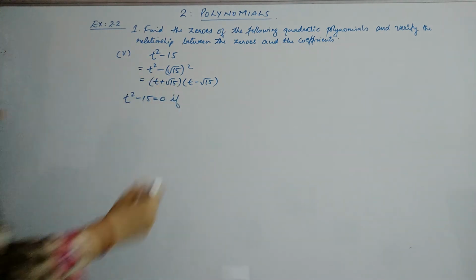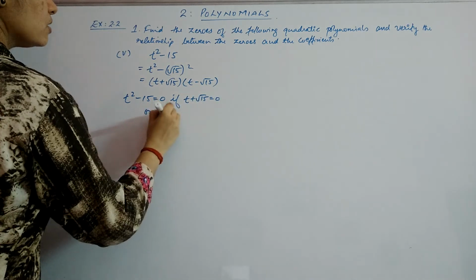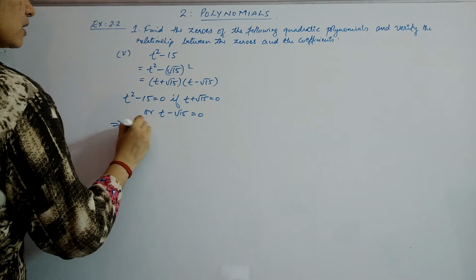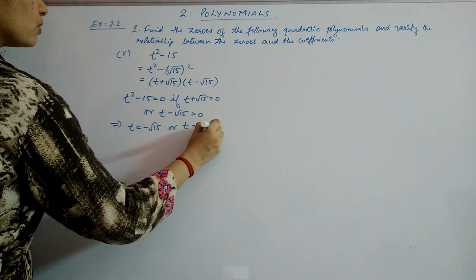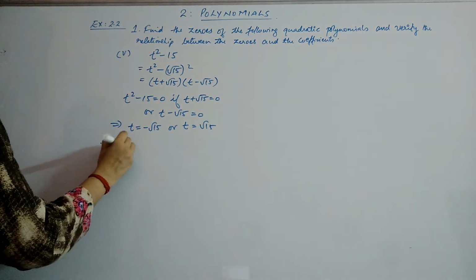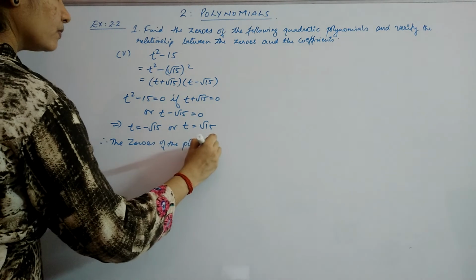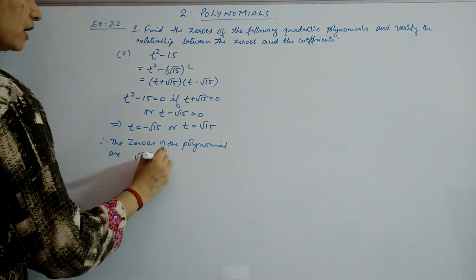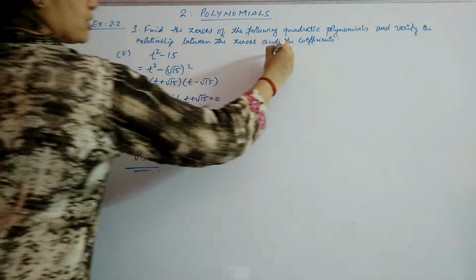Either t plus root 15 equal to 0 or t minus root 15 equal to 0. That means you are getting t is equal to either minus root 15 or t is equal to root 15. Therefore, the zeros of the polynomial are root 15 and minus root 15. Okay. Verification part.